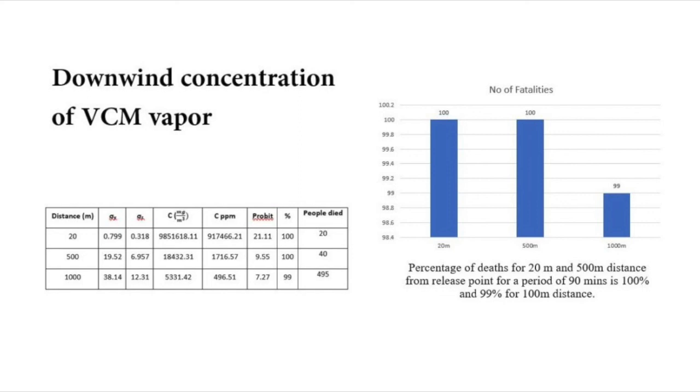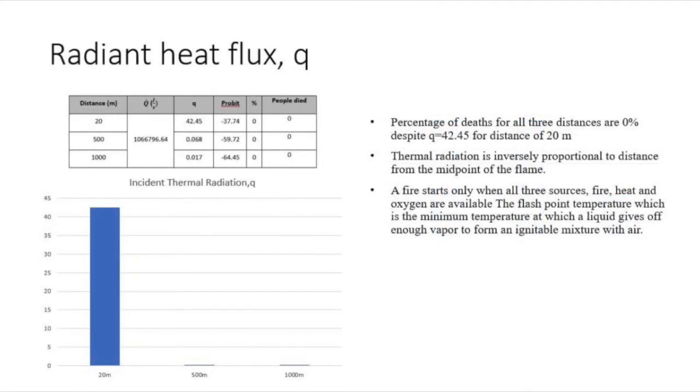From this, we can conclude that the further the distance between the release point and the community or the employees, the dispersion of VCM is greater, therefore the toxic material release becomes diluted, resulting in lesser number of deaths.